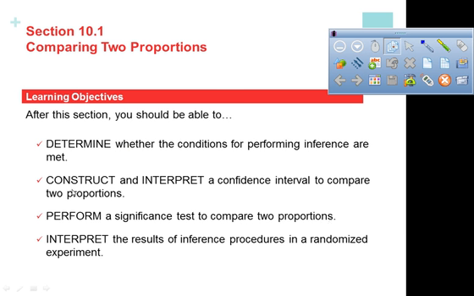We did this in Chapter 8, and then in Chapter 9 within one sample, but now we're going to learn how to do both of them in one section, on two samples. I definitely feel like you're able to do it because you should be doing pretty well now with both confidence intervals and significance testing, so putting them both in there shouldn't be that big of a deal. And then the last objective is that we're going to interpret the results of our inference procedures in a randomized experiment.